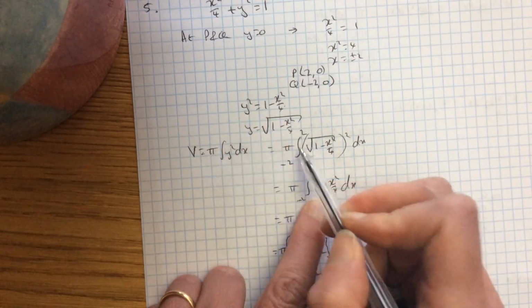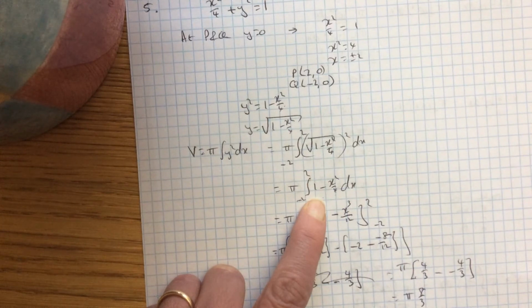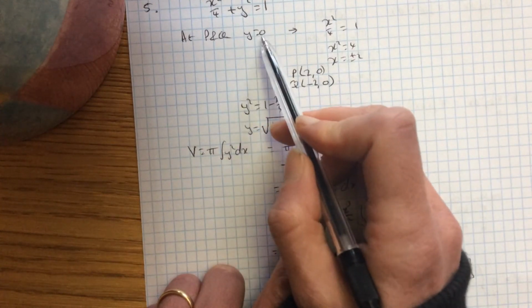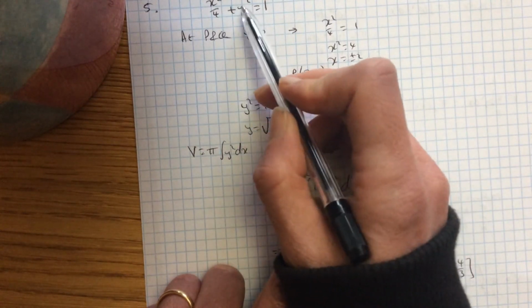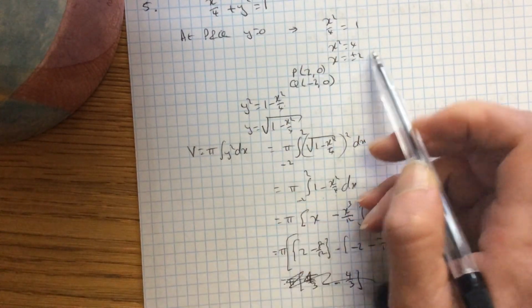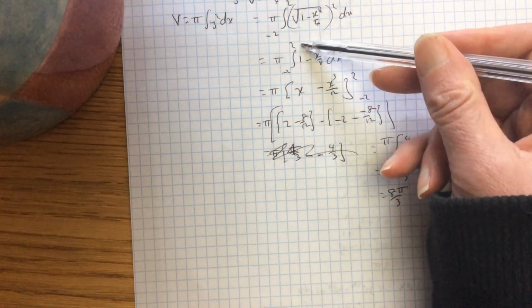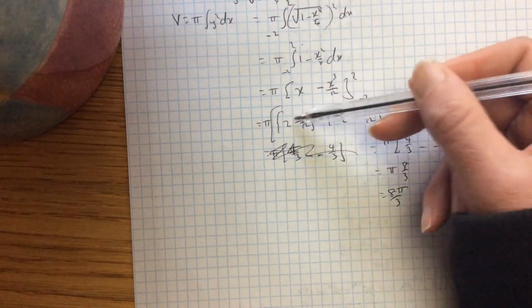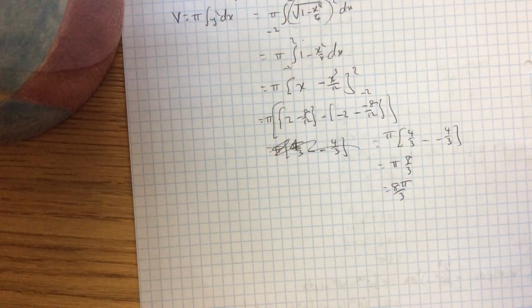So pi in front, don't forget your pi. And you're told at p and q, y is 0. So put y to be 0 and solve this wee equation out. So you've got your x values, 2 and minus 2. So that's your wee integral signs. So integrate, sub in, tidy up, and make sure you multiply by pi.